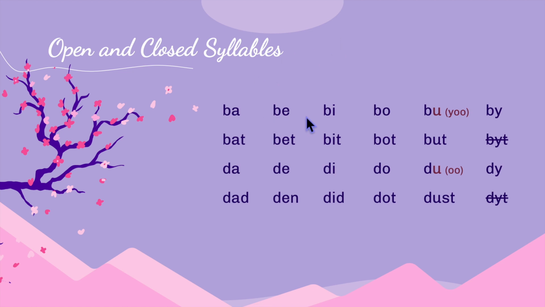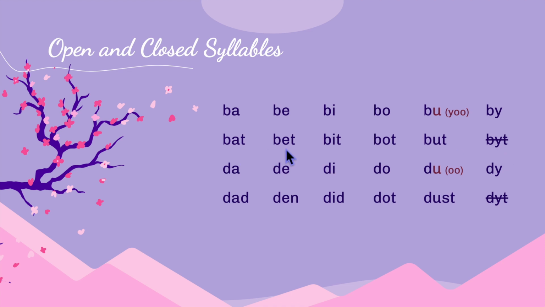In this row, all our syllables end with a vowel, so we will try the vowel's long sound, remembering that the Y will have a long I sound. So we have bay, bee, by, bow, bew, and by. Remember that long U has 2 sounds, U and oo, and which one we use depends on the letter that comes before it. In this row, we have the vowels in the middle of the syllable, so they are closed and we use the short sound. A Y in the middle of a syllable will have a short I.